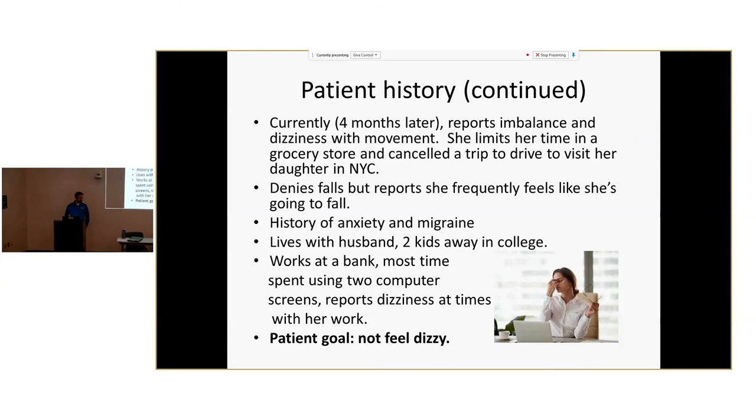So now you're seeing this patient, they're walking in the door 4 months later. They're reporting imbalance and dizziness with movement, and it's really causing some participation effects. So they're kind of tentative to go to the grocery store. They won't drive for a couple hours. They didn't have any falls, but they feel like they're frequently imbalanced. This patient does have a history of anxiety and migraine, which go along with a ton of other vestibular diagnoses.